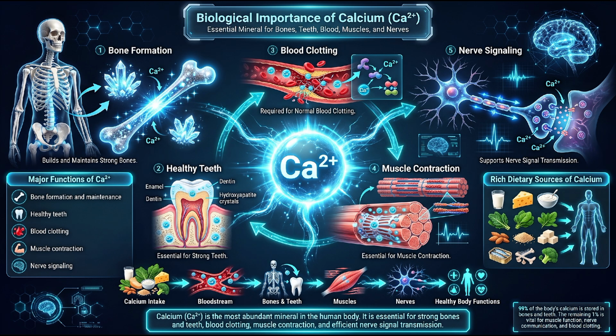The infographic also highlights several rich dietary sources of calcium. Excellent sources include milk, cheese, yogurt, leafy green vegetables such as spinach and kale, broccoli, almonds, sesame seeds, tofu, sardines with edible bones, and various fortified foods. A balanced diet containing these foods usually provides sufficient calcium for maintaining healthy bones, muscles, nerves, and other physiological functions. Vitamin D is equally important because it greatly improves the absorption of calcium from the digestive tract.